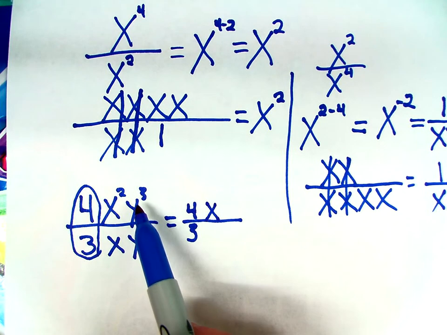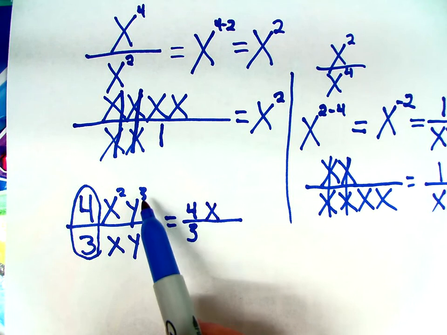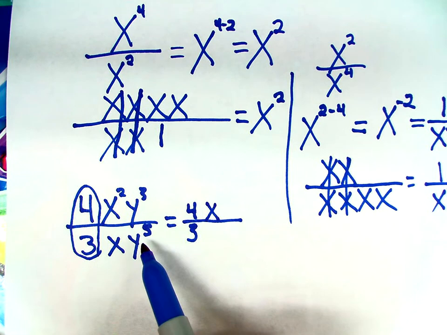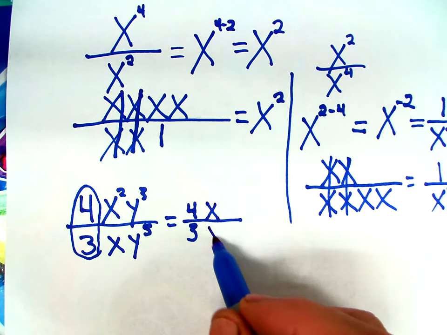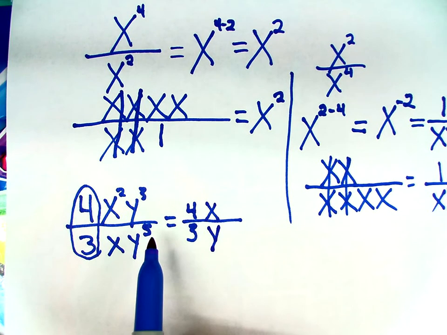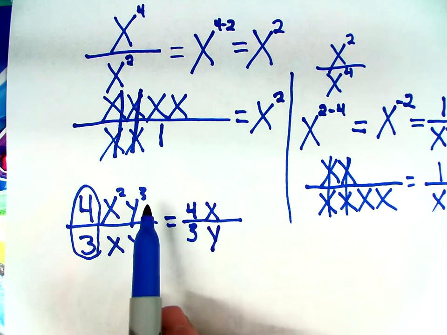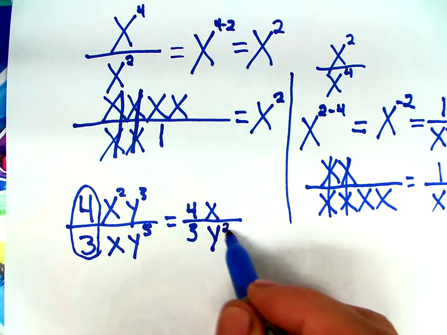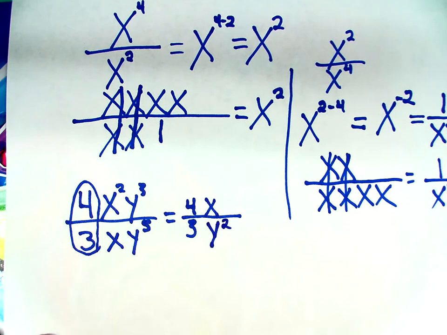Now on to the y's. I have 3 y's being multiplied on the top, 5 on the bottom. There are more y's on the bottom, so the y's are going to end up on the bottom of the fraction. And now I do my subtraction. If you do it this way, it's just the biggest number minus the smaller number. 5 take away 3 is 2. And that's the final answer.